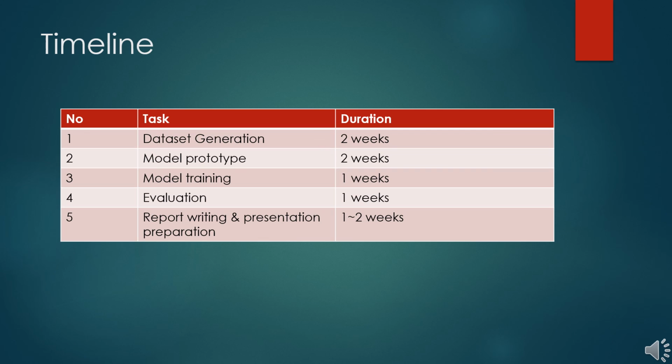Finally, here is our expected timeline for our project. The first task is dataset generation, which should take around 2 weeks. Then we will prototype the model, make the model run, and make it trainable on a small dataset, which should also take around 2 weeks. And then model training and evaluation should take 1 week each. And finally, report writing and presentation preparation should take the rest of the time.